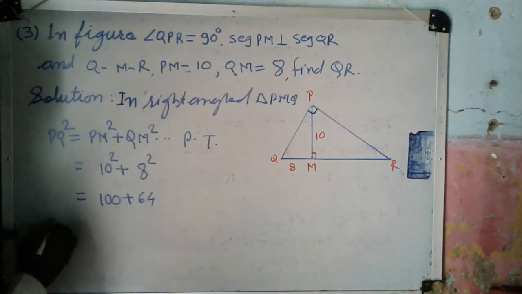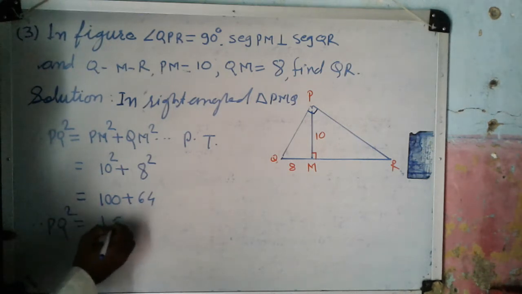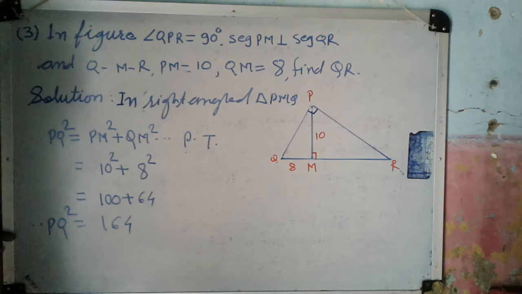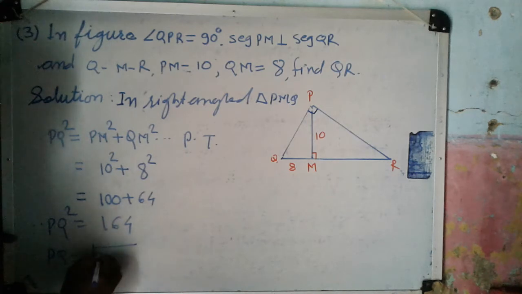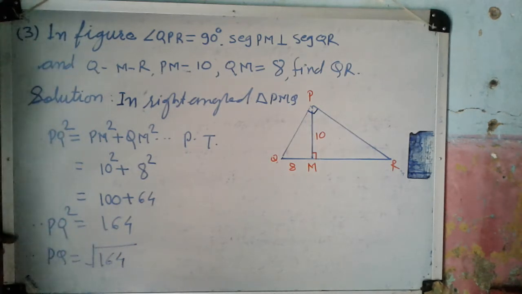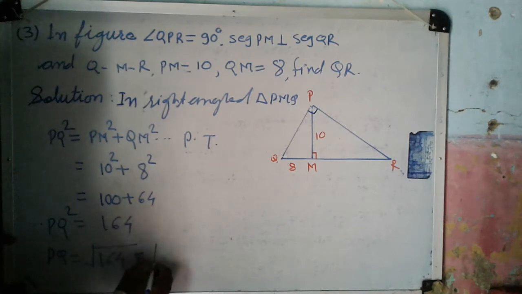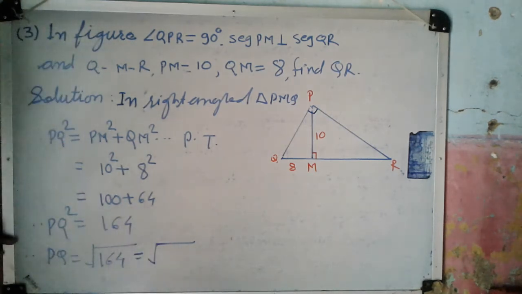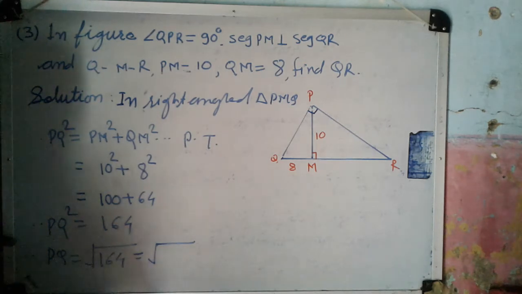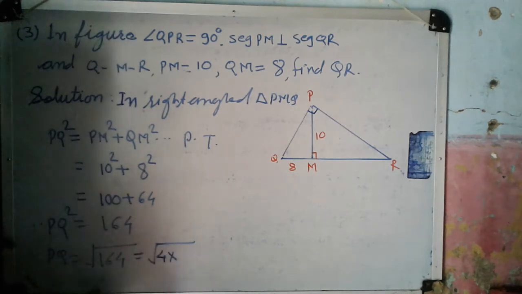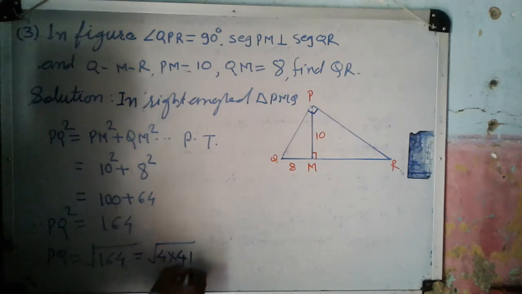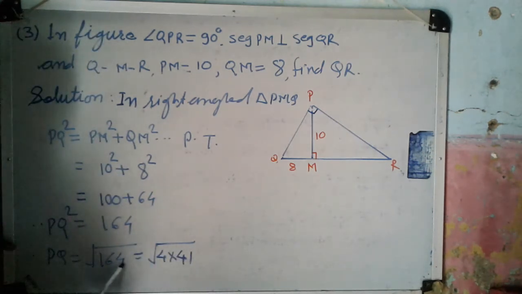Therefore, PQ square is equal to 164. Now taking square root of both the sides, we get PQ is equal to square root of 164. After simplifying this, we get here two factors are 4 and 41. Here 4 ones are 4 and 4 fours are 16. These are the two factors.